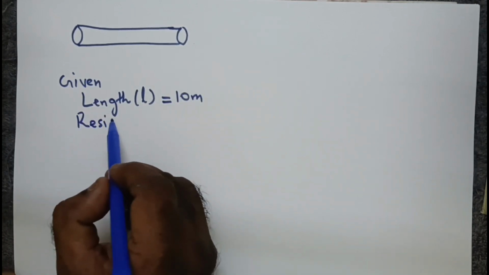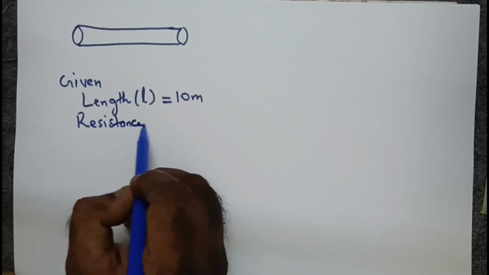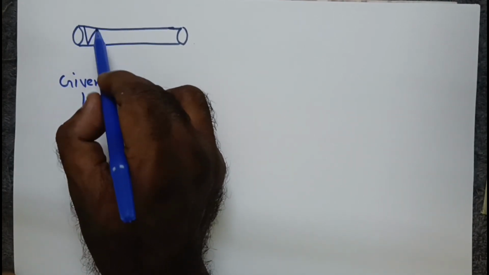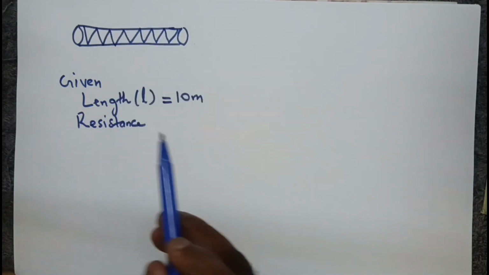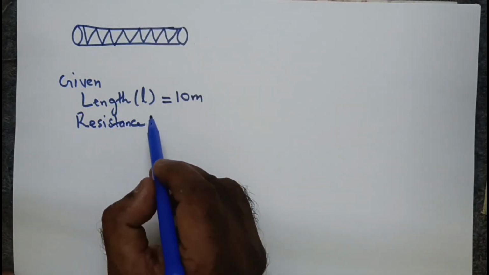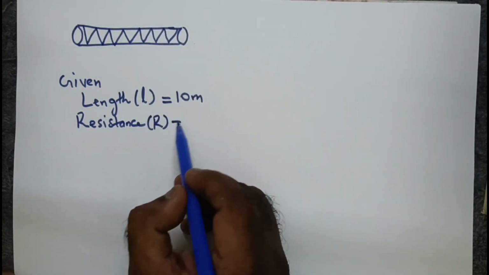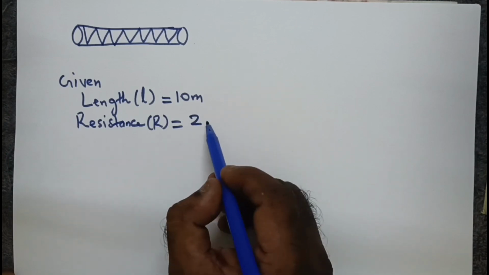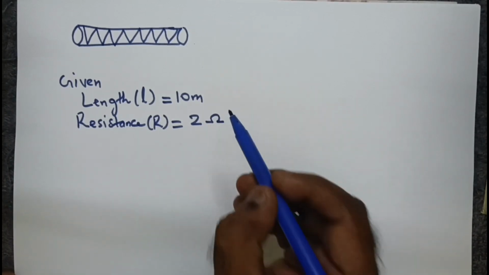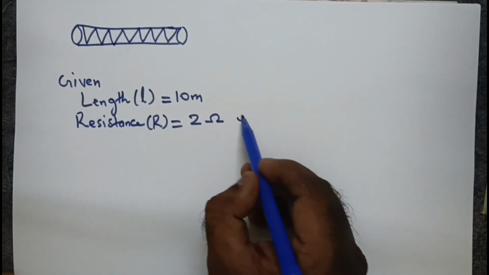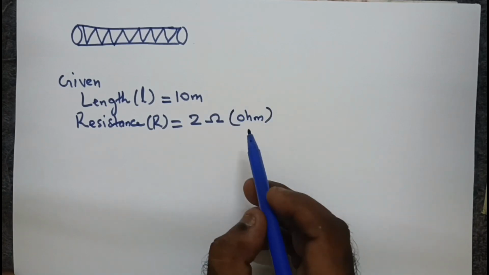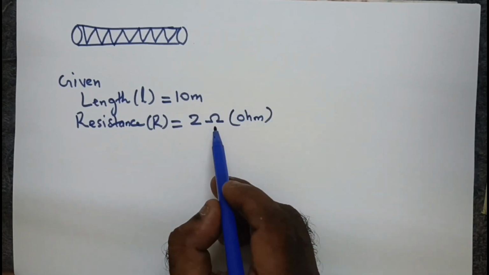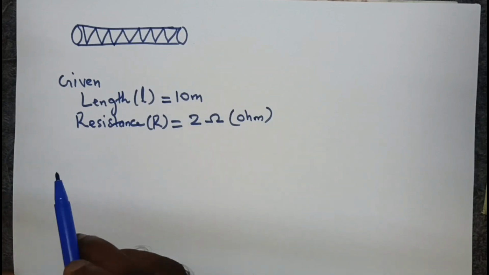Resistance means the struggle of the conductor to make the electron flow. Its symbol is R, that is 2 ohm. The unit of resistance is ohm. You can make a symbol or you simply write OHM. You can use either way. Either write the letters ohm or you can use this symbol for ohm, right?